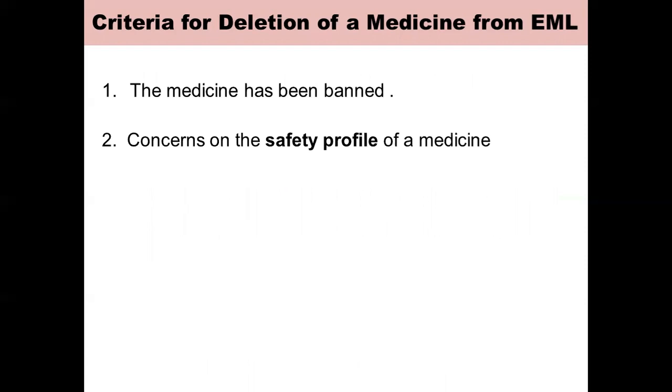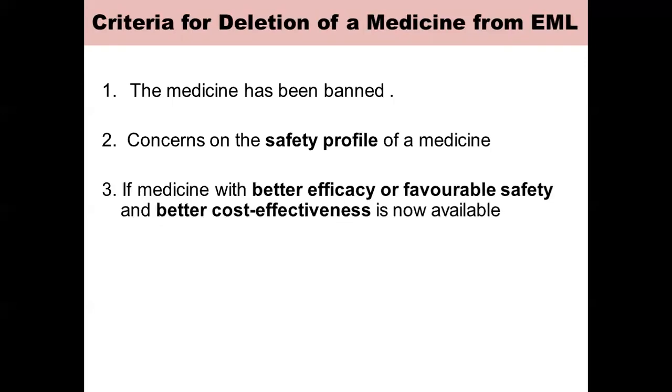So if we feel that there are many reports of the lack of safety, or there are reports of adverse drug reactions being reported out of proportion with the medicine, then it can be taken out of the essential medicine list. Now, if another medicine with better efficacy or favorable safety or better cost effectiveness is available, the other drug can be taken out and can be replaced by the better drug.